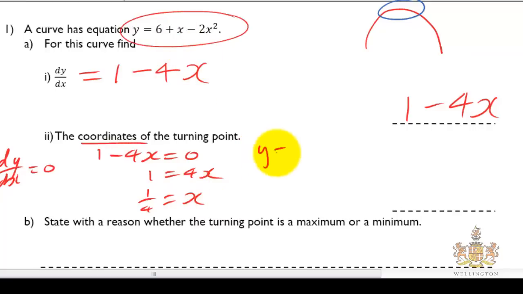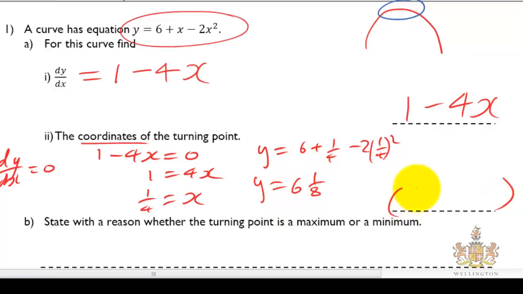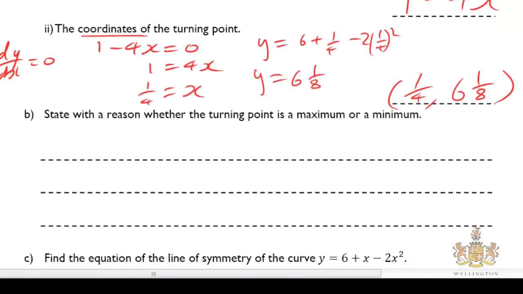So you get y equals 6 plus a quarter minus 2 times a quarter squared. Now a quarter squared is 1/16. 2 times 1/16 is 1/8. 1/8 away from 1 quarter is 1/8. So y will equal 6 and 1/8. So our coordinates will be a quarter, comma, 6 and 1/8, or 6.125 if you prefer decimal.